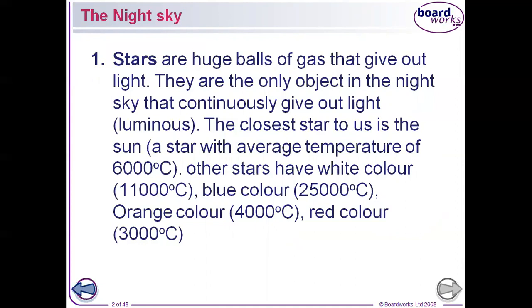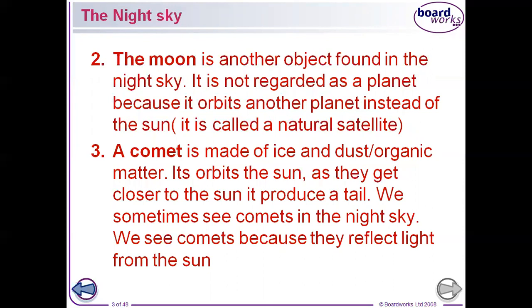Now, the closest star to us is the sun, which is about 6,000 degrees Celsius or centigrade, as the case may be. And we have other stars like the white colored star, which is about 11,000 degree, the blue colored star, which is 25,000 degree, and the orange colored star, 4,000 degree, and the red colored star, which is 3,000 degree.